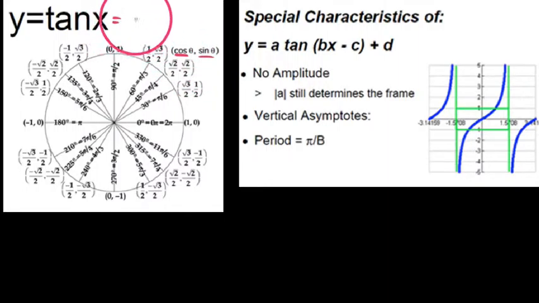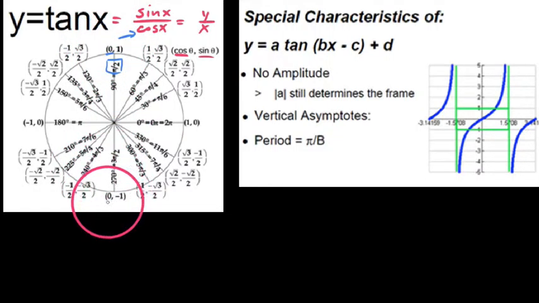When we talk about tangent, the very first thing I want to point out is that we're taking our sine values divided by our cosine values, because it's defined as y over x. So we're already going to see that our tangent function is undefined wherever cosine is equal to 0. We can easily find angles where cosine is 0, like pi halves. At pi halves we have a cosine of 0, so tangent would be undefined. Also at 3 pi halves we have a cosine value of 0.